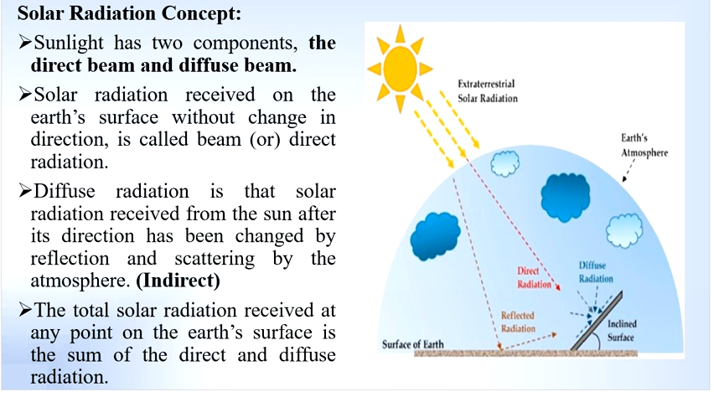So the total solar radiation received at any point on Earth's surface or sea level is the sum of the direct as well as diffuse radiation. Very important point. Okay, that's it. It is very simple. If you remember this diagram, you can write all these things. Perfect. Okay, next.